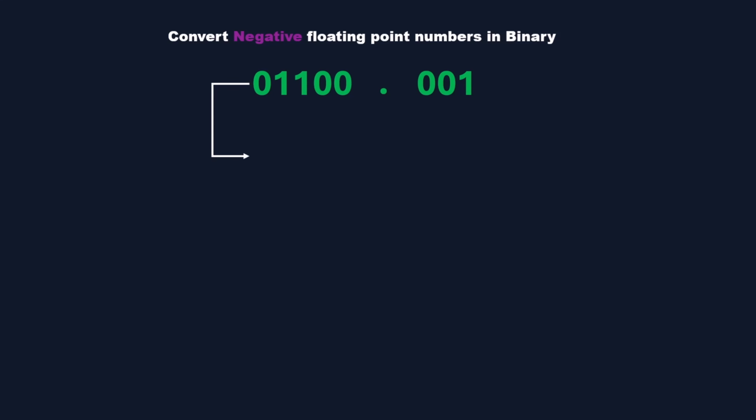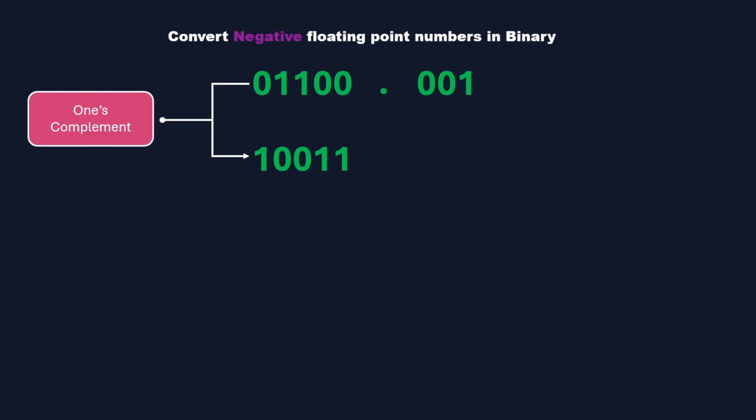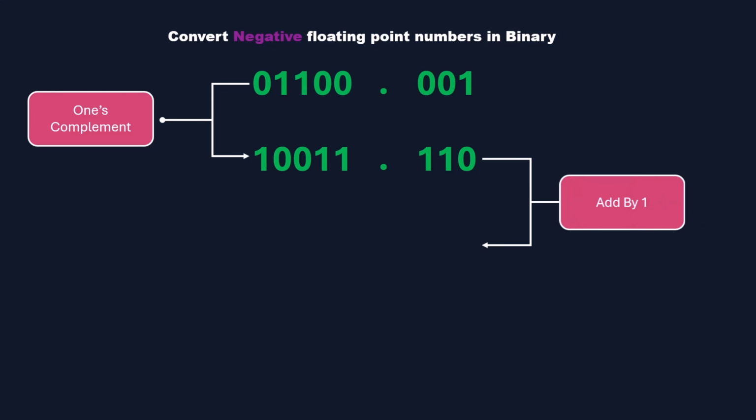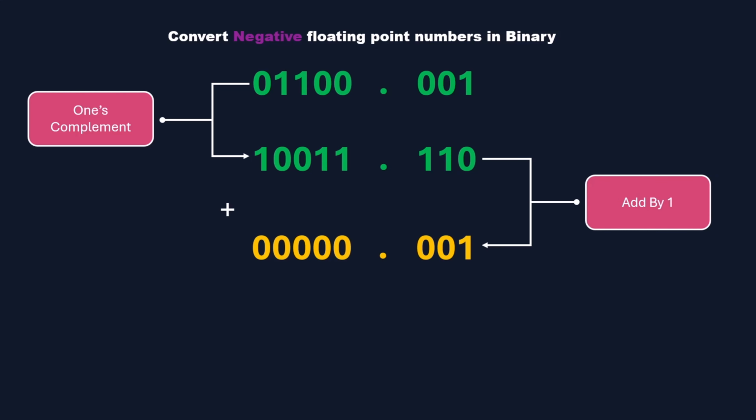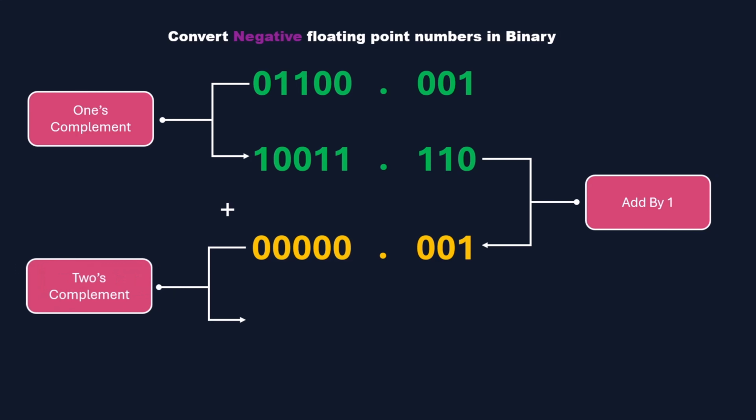Now, if we want to represent the same number as negative, we need to find the 2's complement of the number. To do this, we first find the 1's complement by flipping all the bits. The number 12.125 in base 2 is 01100.001. So after flipping all the bits, it becomes 10011.110. Now, we add 1 to the 1's complement to get 2's complement. This 2's complement is the binary representation of minus 12.125.